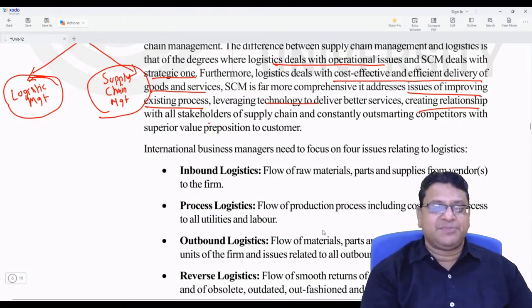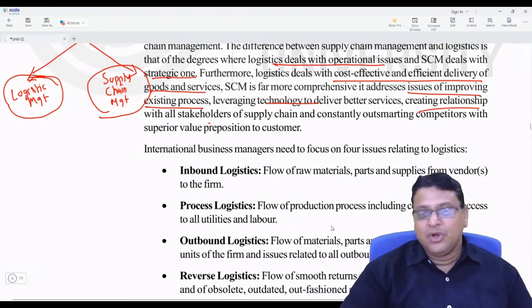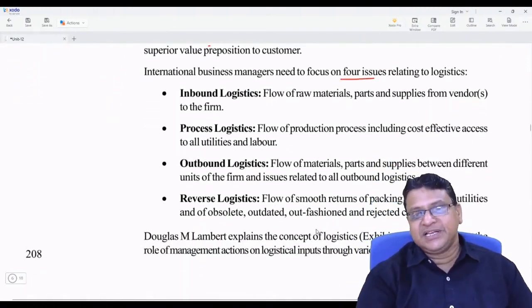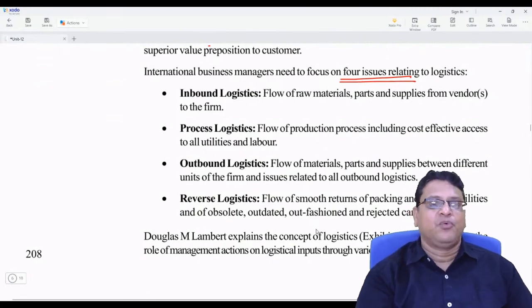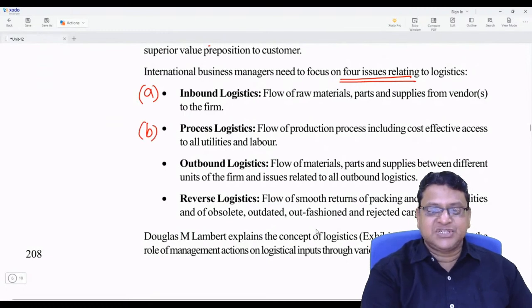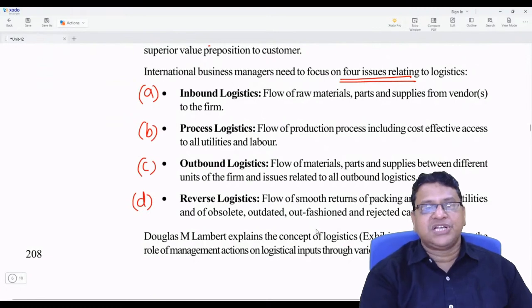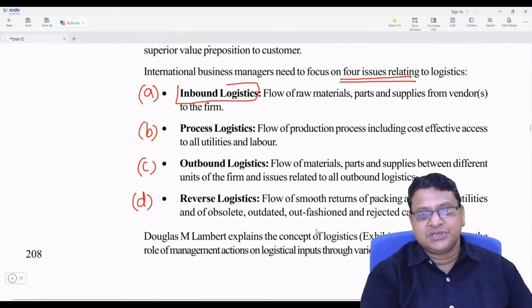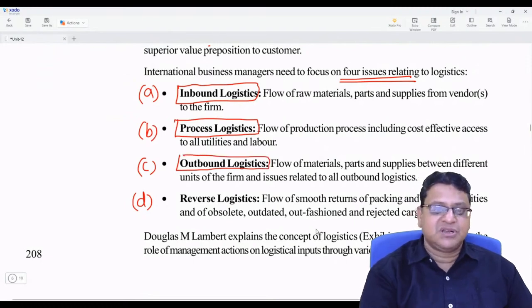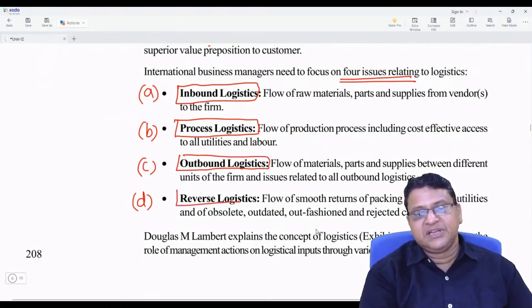Logistic management generally focuses on four important issues. What are the four important issues involved in logistic management? First issue is inbound logistic. Second issue is process logistic. Third issue is outbound logistic. Fourth important issue is reverse logistic.